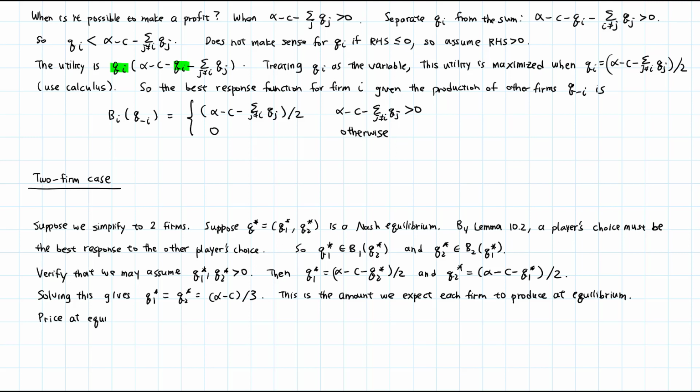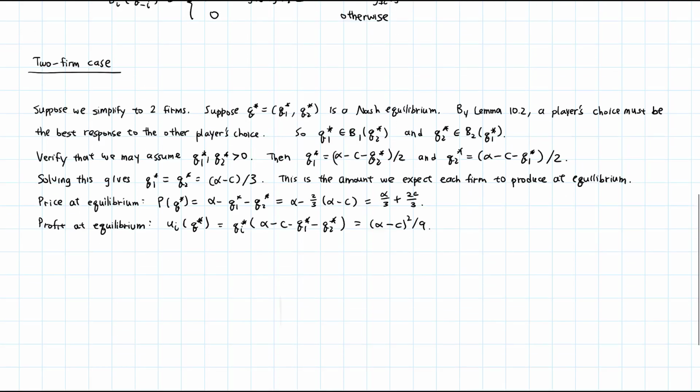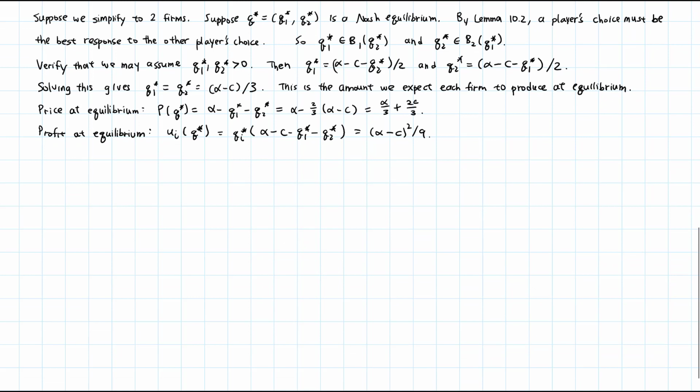So then the price at equilibrium is alpha minus Q1 star minus Q2 star, and that is equal to alpha over 3 plus 2C over 3. And the profit for each firm at equilibrium is the utility, which is going to be alpha minus C squared divided by 9. So this is what we expect to happen when there are just 2 firms. Now these numbers might not make that much sense here, but we can derive 2 interesting notes from these numbers.